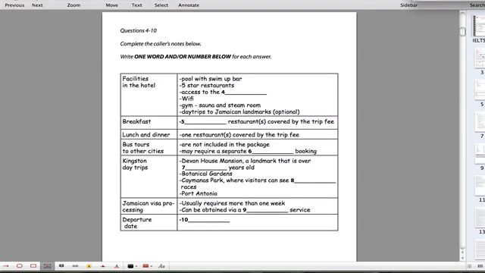Bye. Okay, so we've finished that listening. Now, one thing that I forgot to point out is that we should have noted that all of these answers are only one word or one number. So the listening was very straightforward.